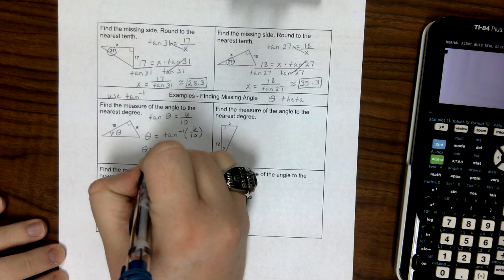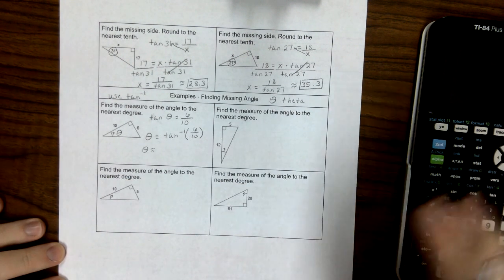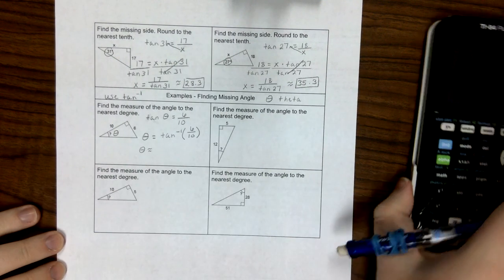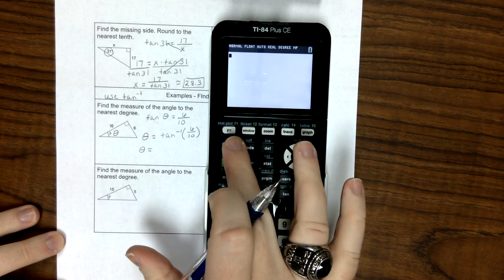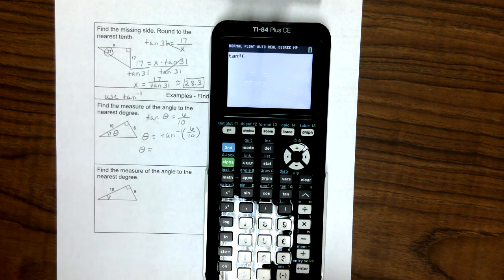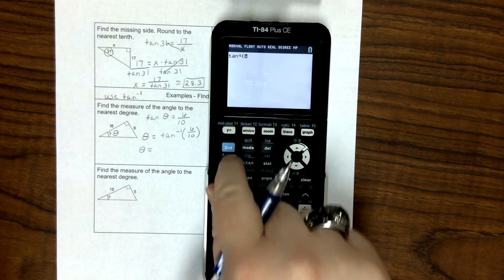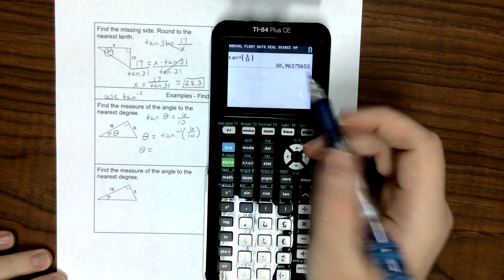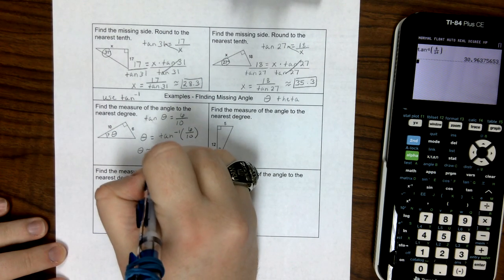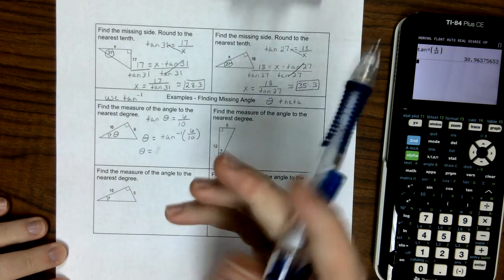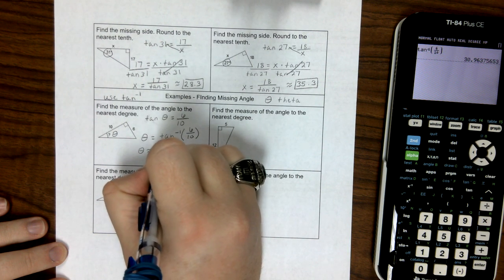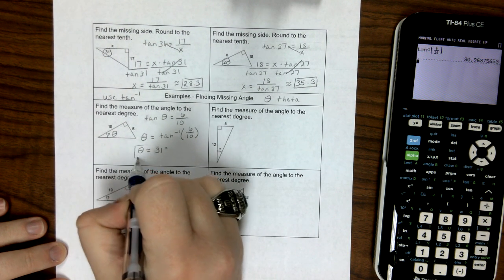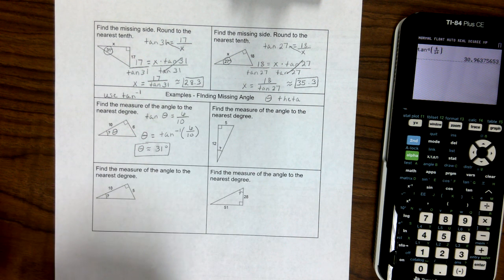So then theta, the angle, is going to be an approximation to the nearest degree, so that means the nearest whole. Let's see how to type this in. You hit the blue second key and then hit tangent. There's tangent inverse. Now we need to type a fraction in. This is an angle measure, and so we need to round this to the nearest whole. That's going to round to 31. Because it's an angle, I want to put 31 degrees. So that's how you find a missing angle.